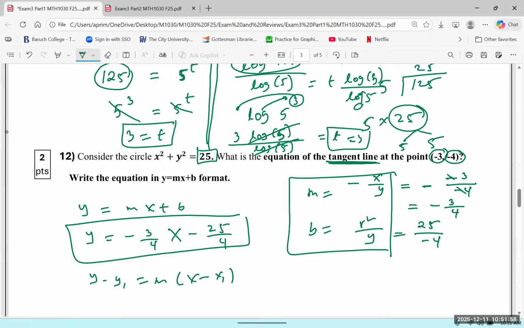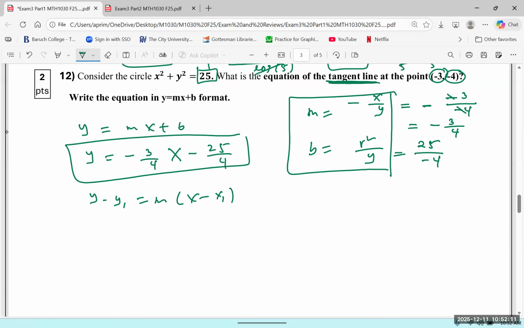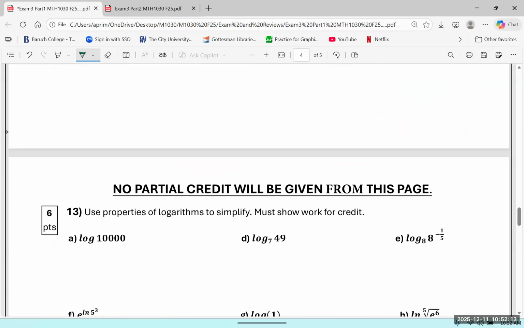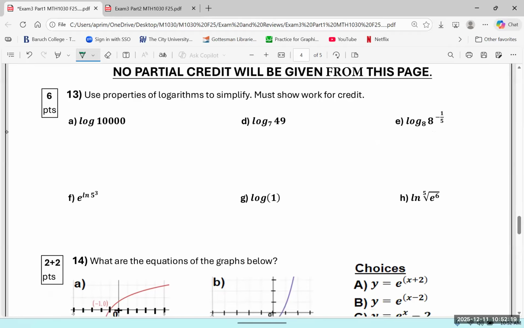When you go to pre-calc, you'll see tangent line again, but that time you cannot use this method. This is only for a circle. So try to remember this. Usually in the final exam, question 13 doesn't come. Usually.